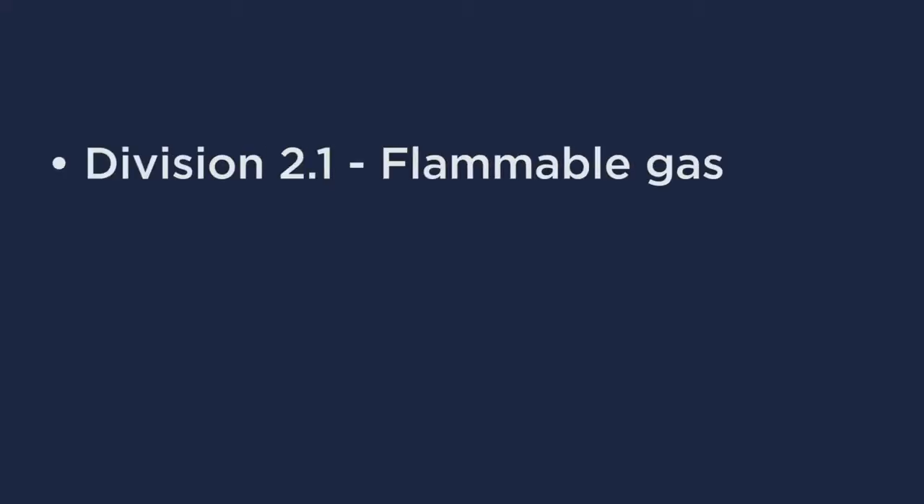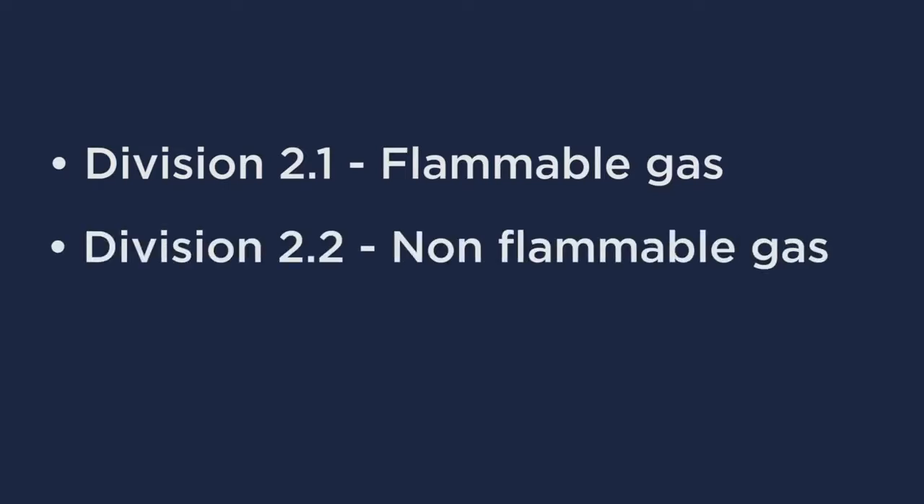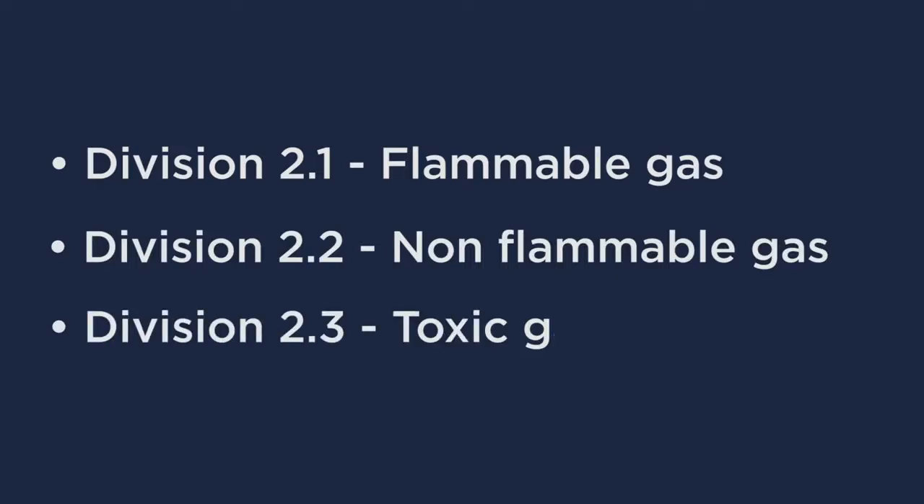For example, Class 2 is assigned to gases, and gases are divided into 3 divisions. Division 2.1, which are assigned to flammable gases, Division 2.2, which are assigned to non-flammable gases, and Division 2.3, which are assigned to toxic gases. Now let's start from the beginning.